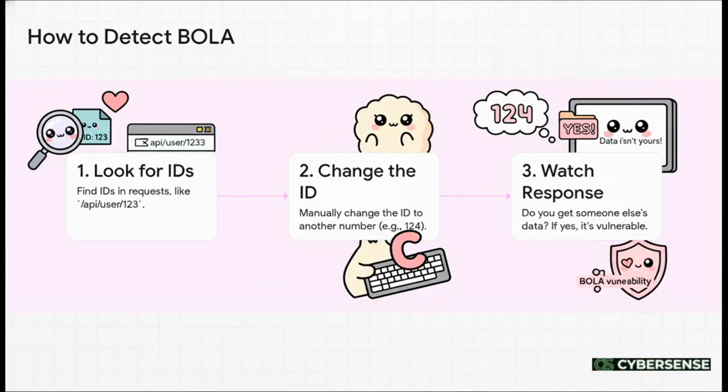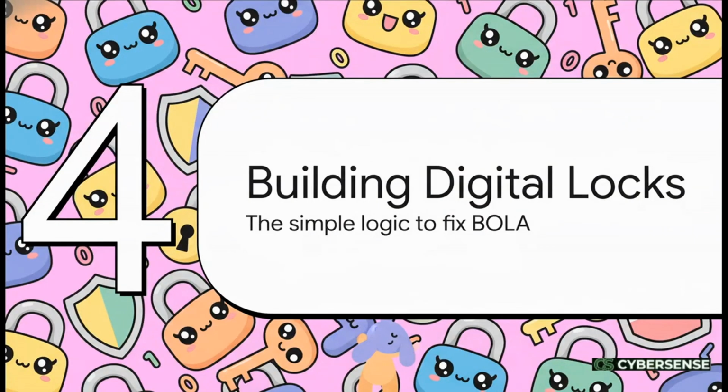Step 2, try changing that ID. Just increment it by 1 or try a totally random number. And 3, the most important step, watch the response. Do you suddenly see information that doesn't belong to you? If the answer is yes, you've probably just found a BOLA vulnerability. So if it's this easy to find, how in the world do we fix it? How do we build stronger digital locks?